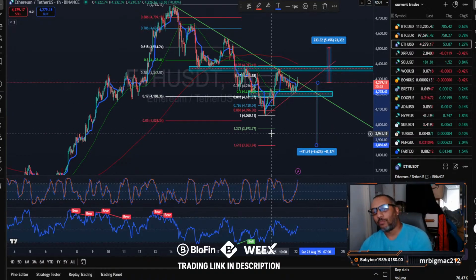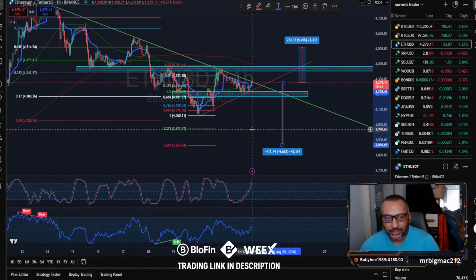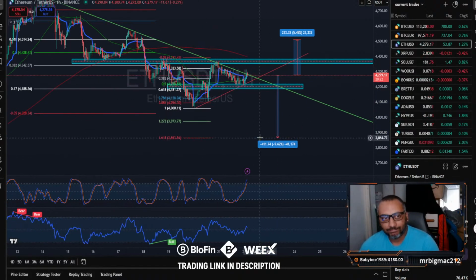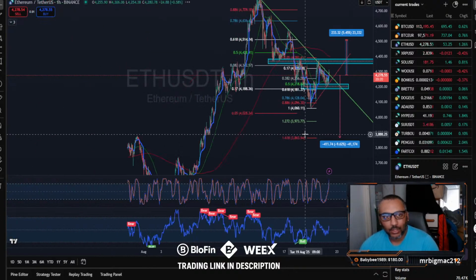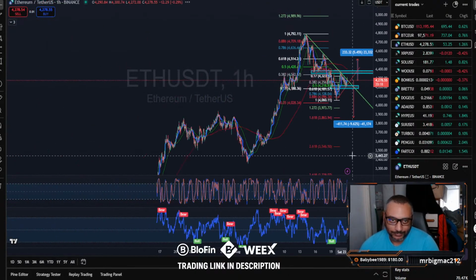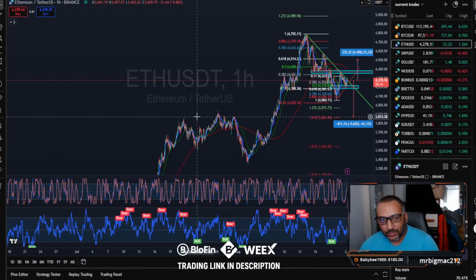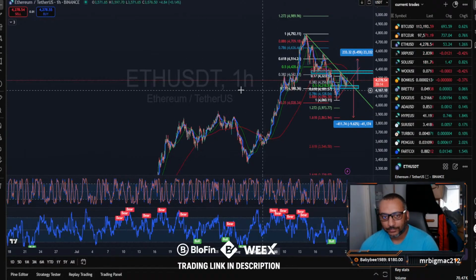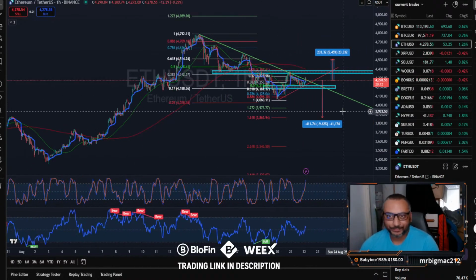If Jerome Powell talks to us dirty tomorrow, this 9.62% could play out. Really could. We'll see if it does, though. It coincides also with some support down here, so we'll see if it does.